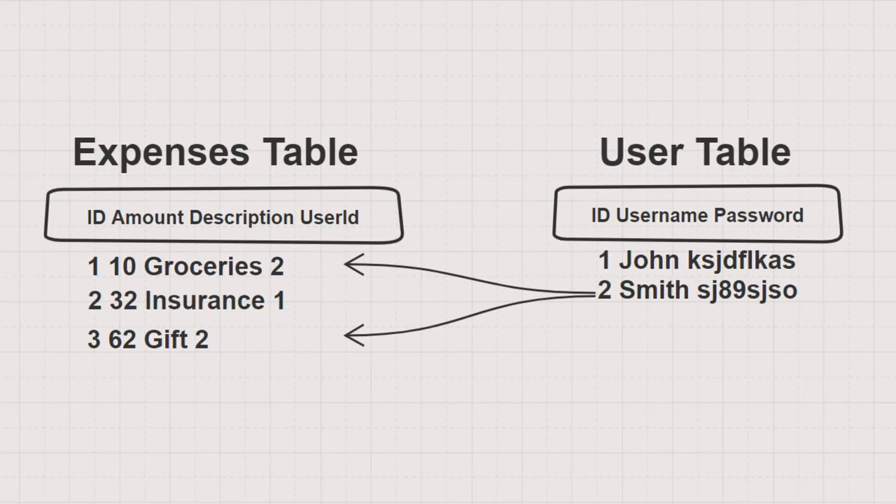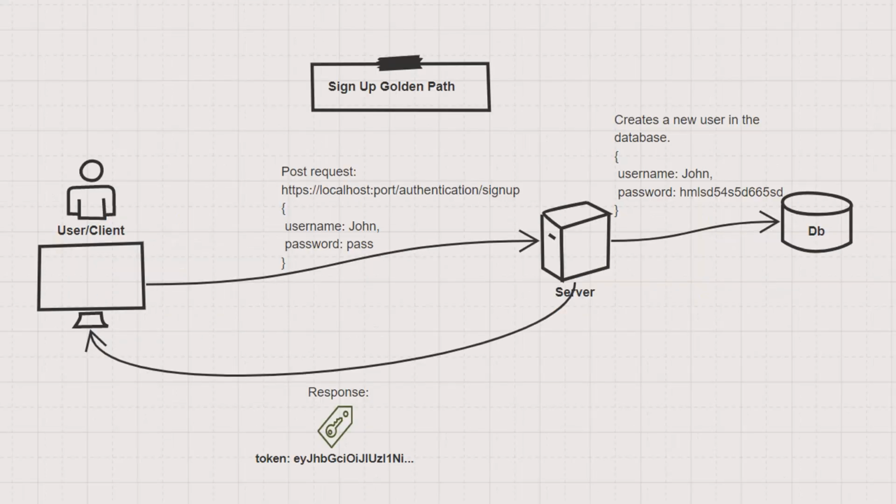Looking back at our design, we can see that we created our user table and we have a relationship between the user table and our expenses table. Now we can move on to create our endpoints, and let's start off with the sign up first.